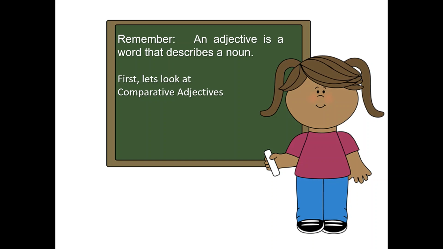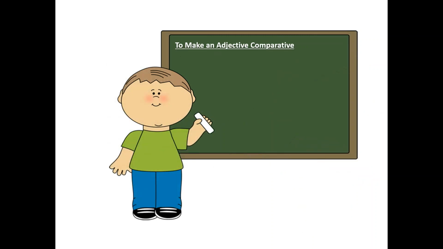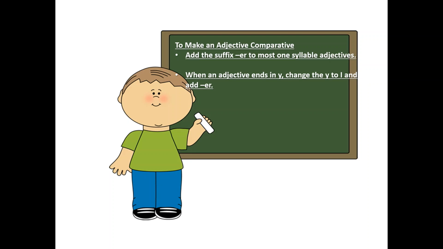First, let's look at comparative adjectives. When you compare two things, use comparative adjectives. To make an adjective comparative, add the suffix er to most one-syllable adjectives. When an adjective ends in y, change the y to i and add er.